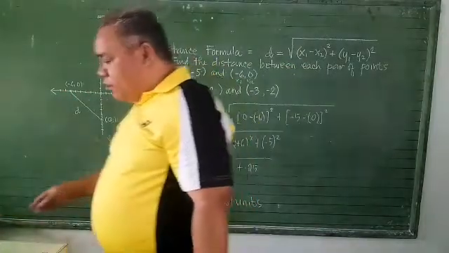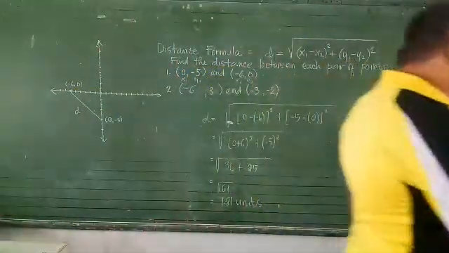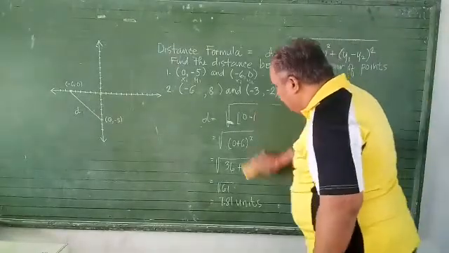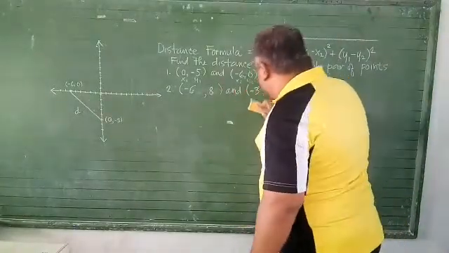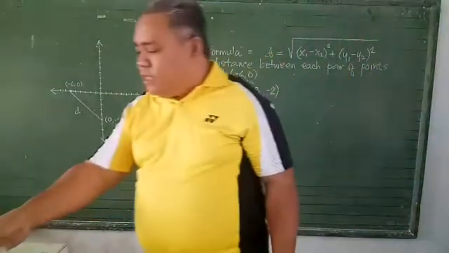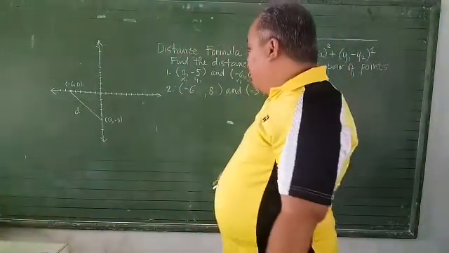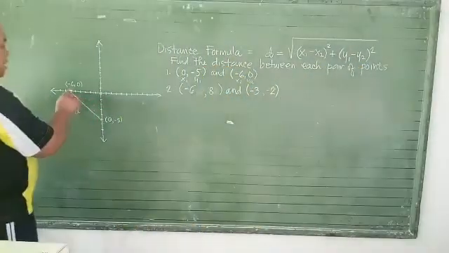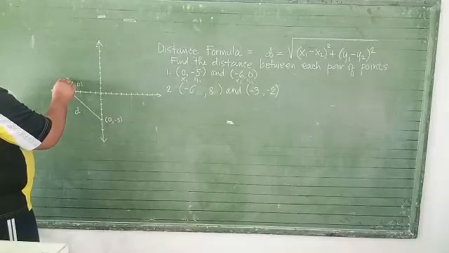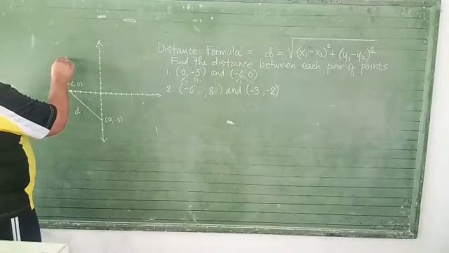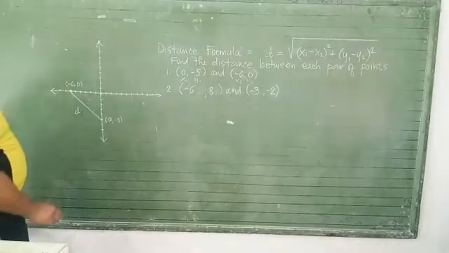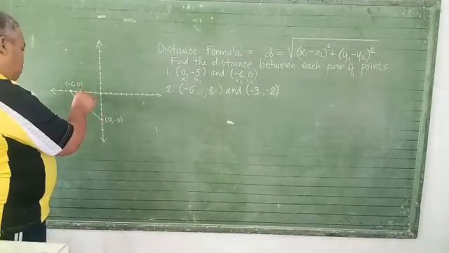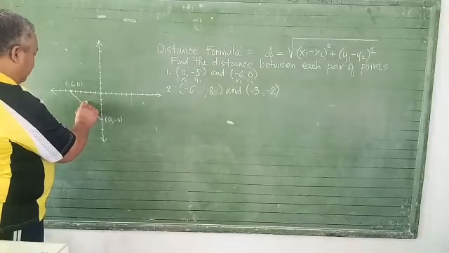Again, how are we going to solve number 2? What will be the distance of these 2 points? Let us erase this one. First and foremost, we're going to plot first, so that you can see. This is negative 6, then 8: 1, 2, 3, 4, 5, 6, 7, 8. So this is (-6, 8). And the other one is negative 3, then negative 2. So this is the other point.